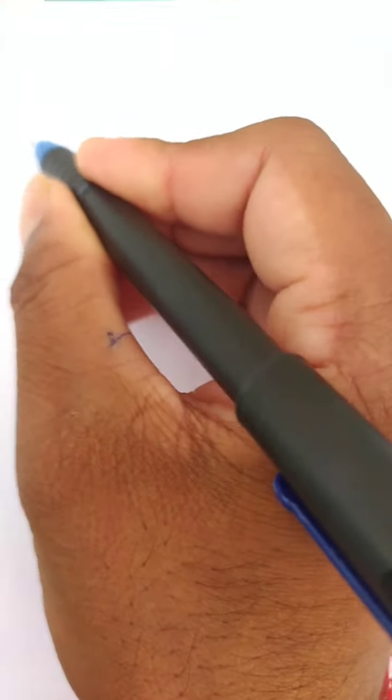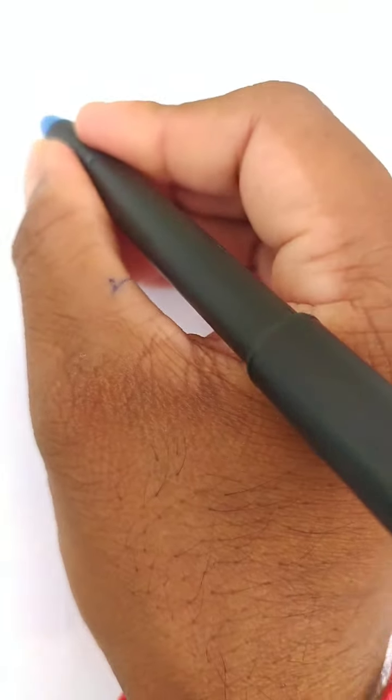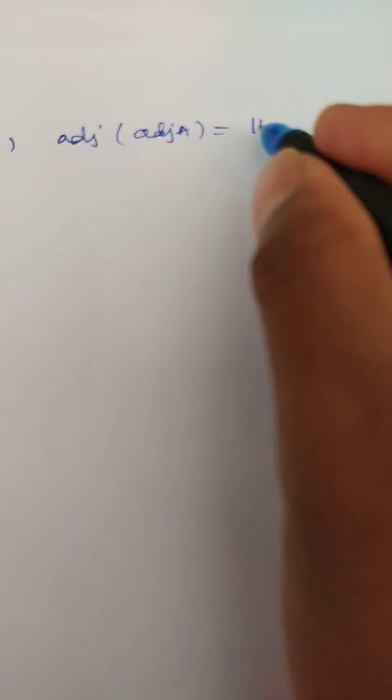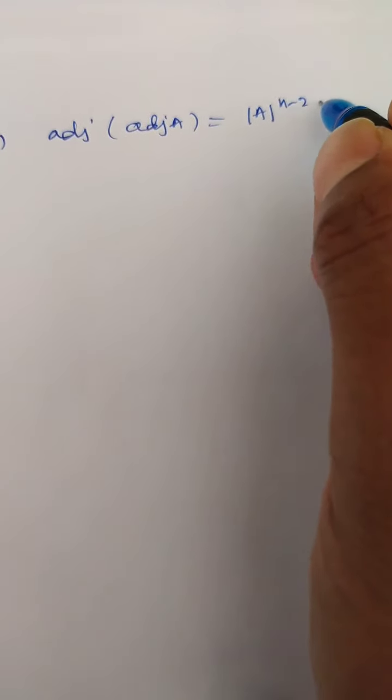What we have to prove? Third one: adjoint of adjoint A equals det A whole power n minus 2 into A. Right?